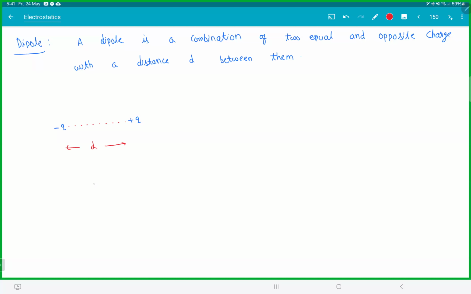We represent the whole thing with something called p bar, which is given by q into d bar. The vector goes from the negative to the positive charge. That's a convention. So anytime you see plus and minus with a distance d, you can replace this with a dipole. This is called a dipole moment.